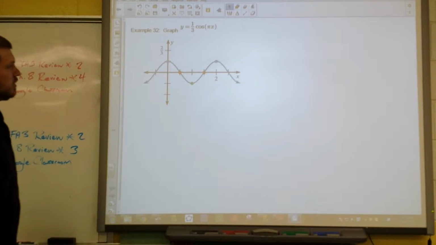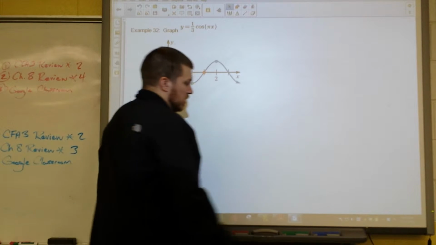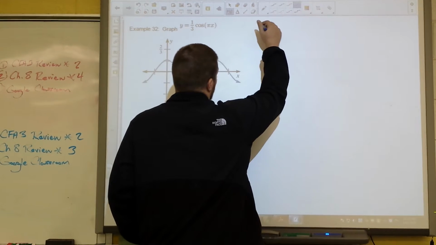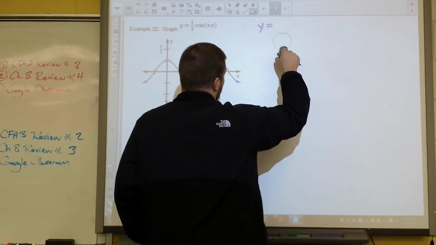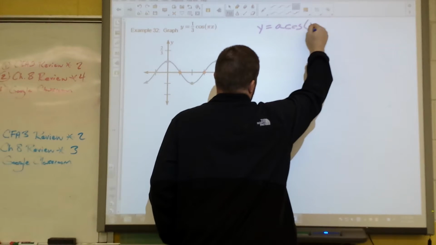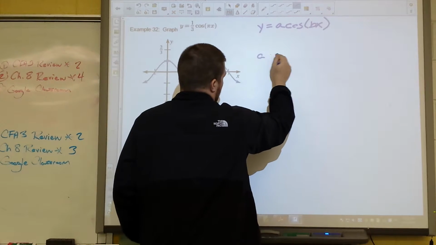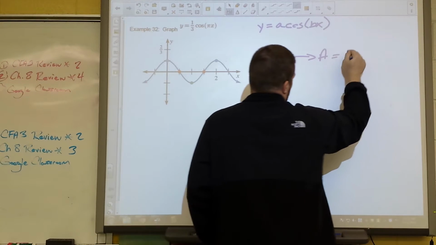In example 32, I have y equals 1/3 cosine of pi x. Let's first compare it to the parent function as much as we can. So y equals A cosine of bx. So A is 1/3, which means my amplitude is 1/3.